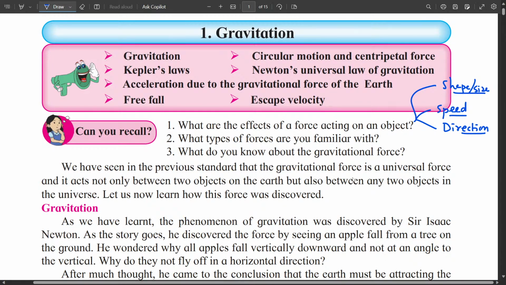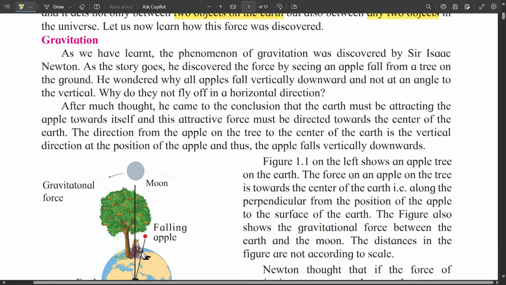We know that earth attracts every object towards itself. If you throw an object in the upward direction, it will come down because the earth will attract that object towards itself. So we have seen in the previous standard that gravitational force is a universal force, and it acts not only between two objects on the earth, but between any two objects in the universe. Let us now learn how this force was discovered.